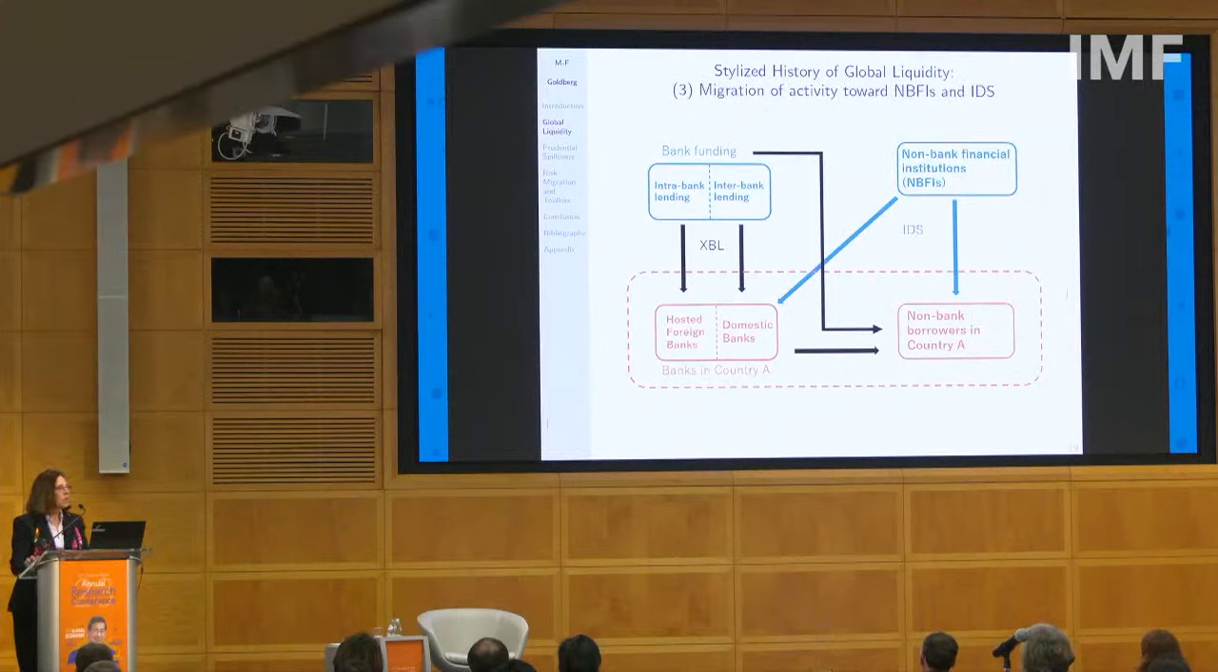We move on then to the third period, the third episode, which is after the global financial crisis to the present. This last and current period is an expansion of rapid global liquidity flows directly to non-bank borrowers and an increasing role of NBFIs. Part of this arose as regulation generated risk migration away from banks, and technological changes also occurred.